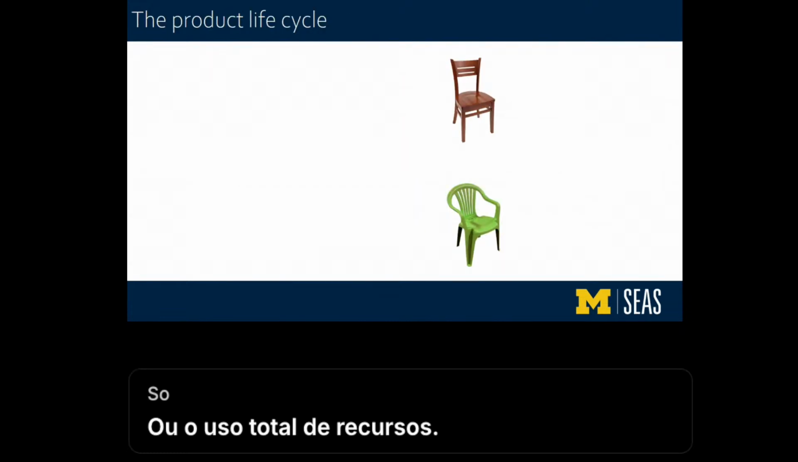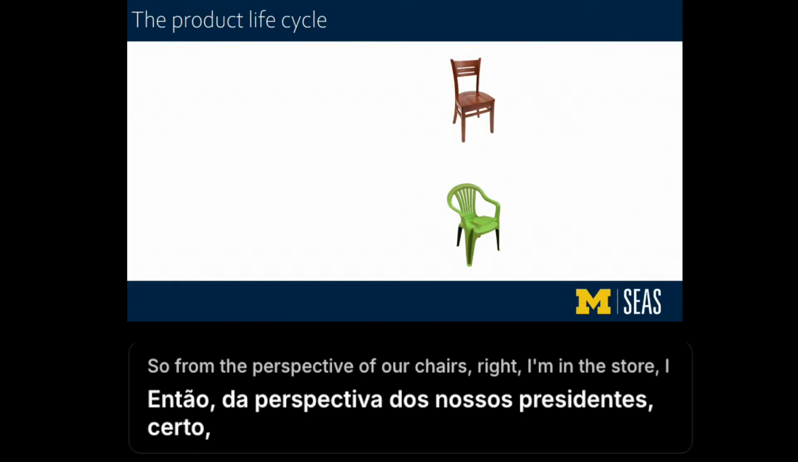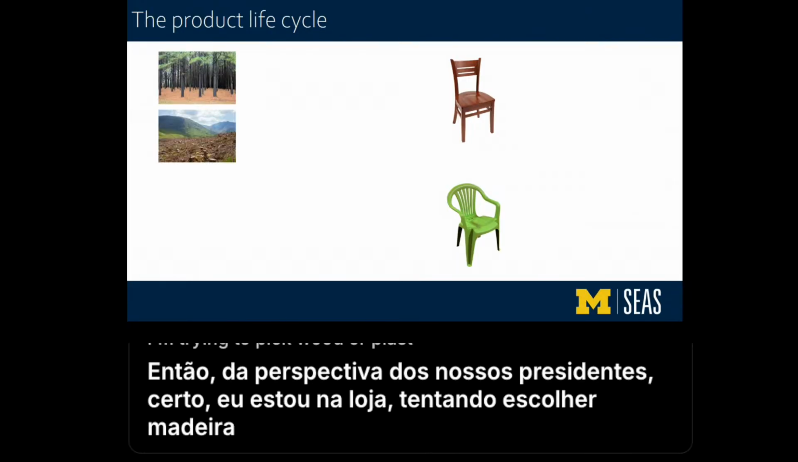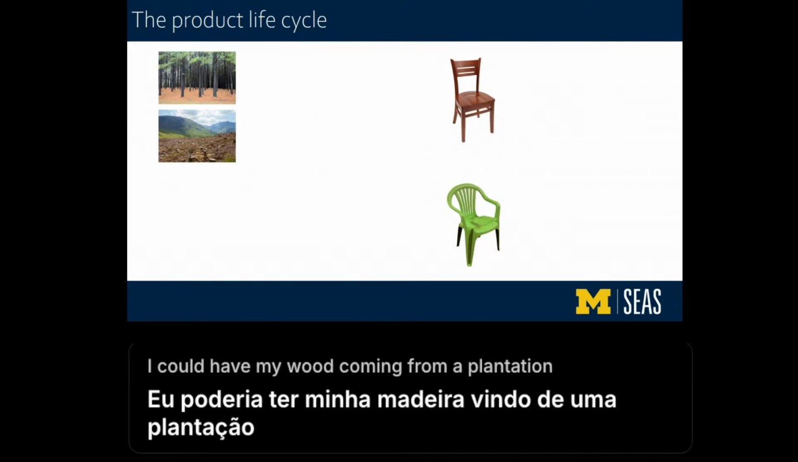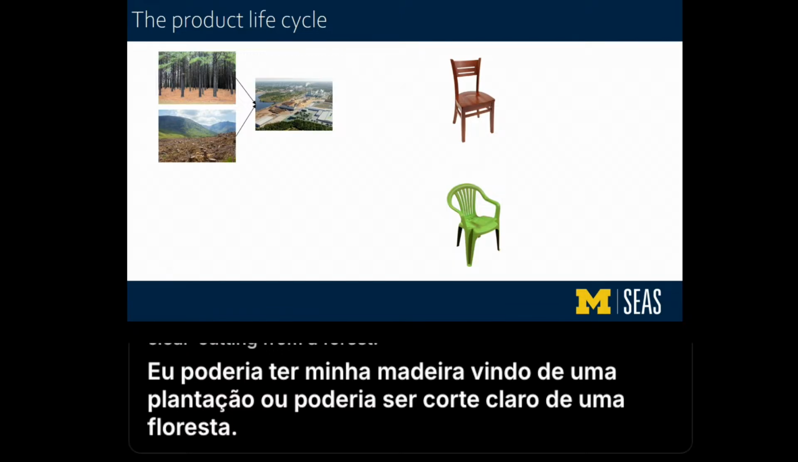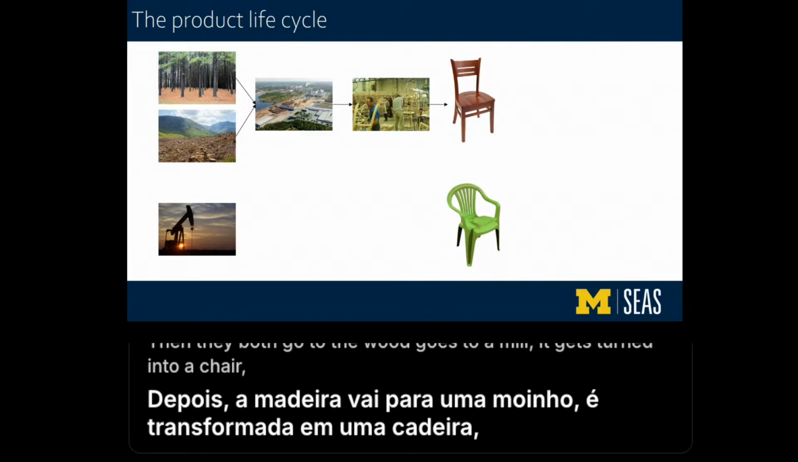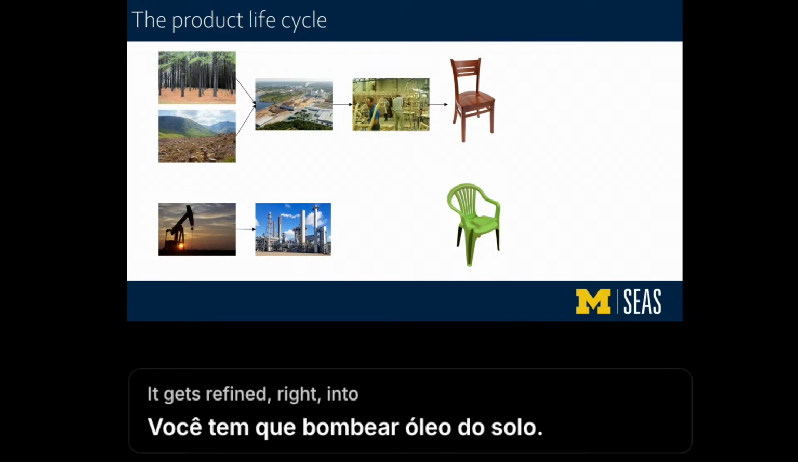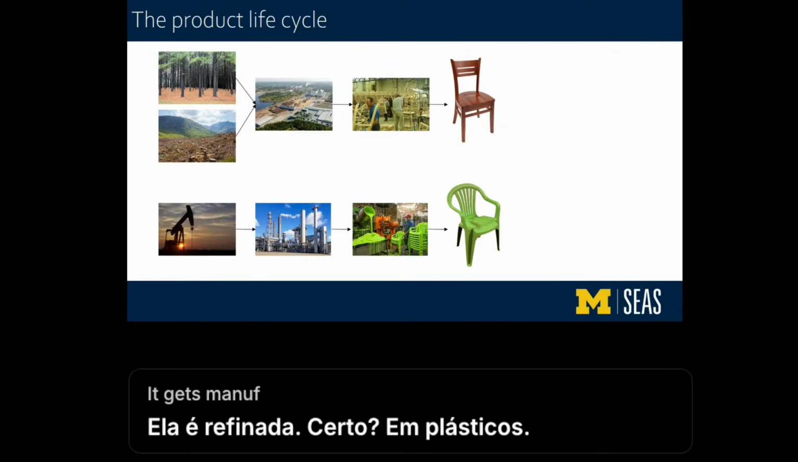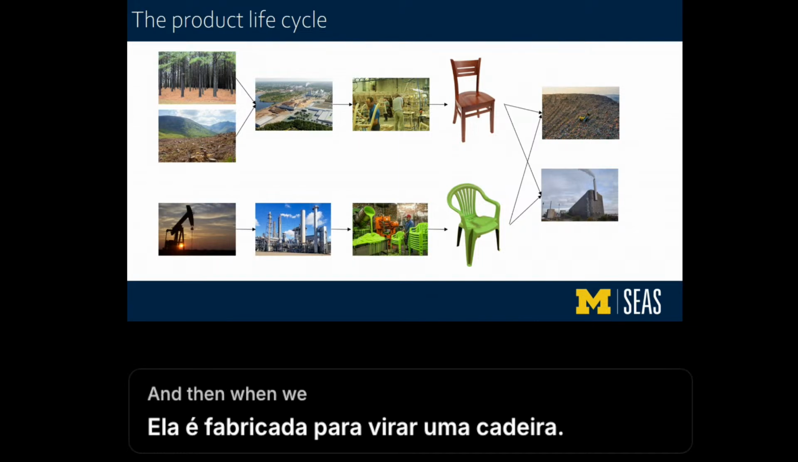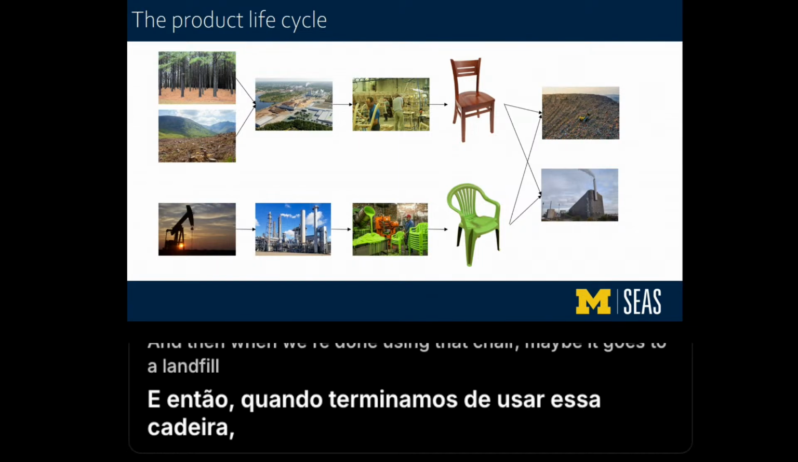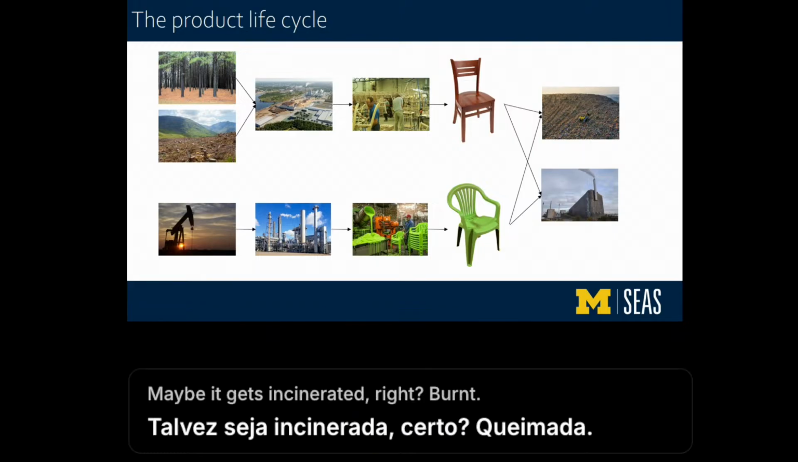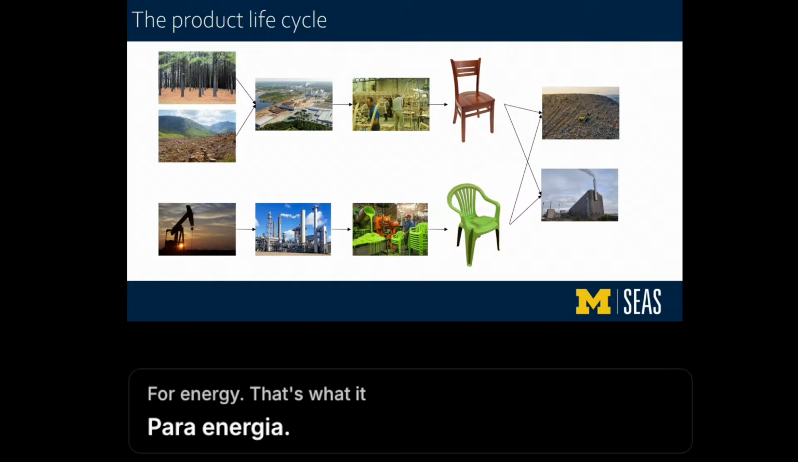So from the perspective of our chairs, right, I'm in the store, I'm trying to pick wood or plastic, right? I could have my wood coming from a plantation, or it could be clear cutting from a forest. Then the wood goes to a mill, it gets turned into a chair. For my plastic chair, you have to pump oil out of the ground. It gets refined, right, into plastics. It gets manufactured into a chair. And then when we're done using that chair, maybe it goes to a landfill. Maybe it gets incinerated, right, burnt for energy. That's what it means when we look at the product life cycle.